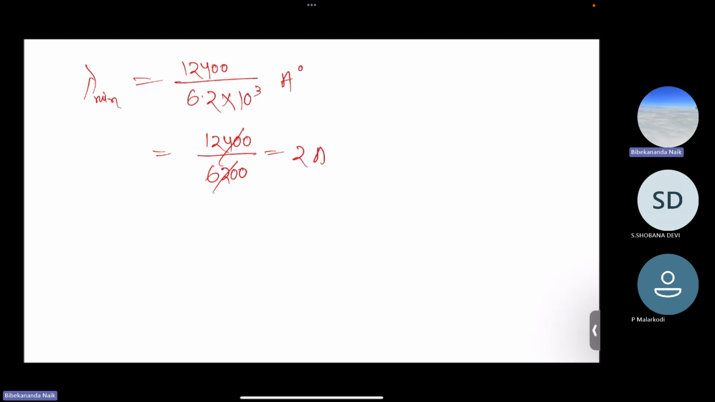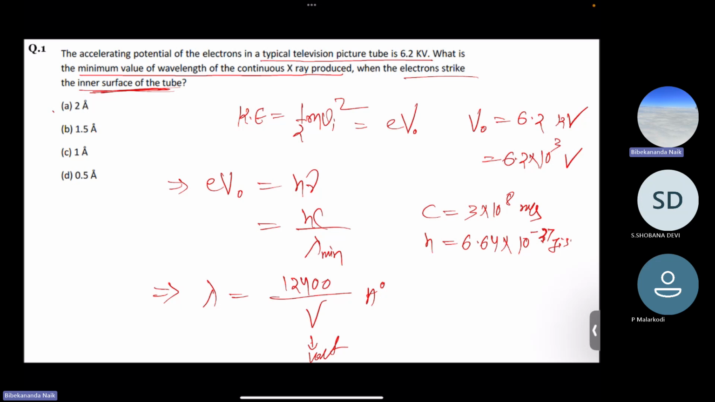Now, if we put the value, lambda minimum will be 12,400 divided by 6.2 kV, that is 6.2 into 10 to the power 3 Angstrom. So it is 12,400 divided by 6,200. So it is 2 Angstrom. So the minimum wavelength of the X-ray spectra is 2 Angstrom. So the correct option will be option A. I hope this is clear to everyone.